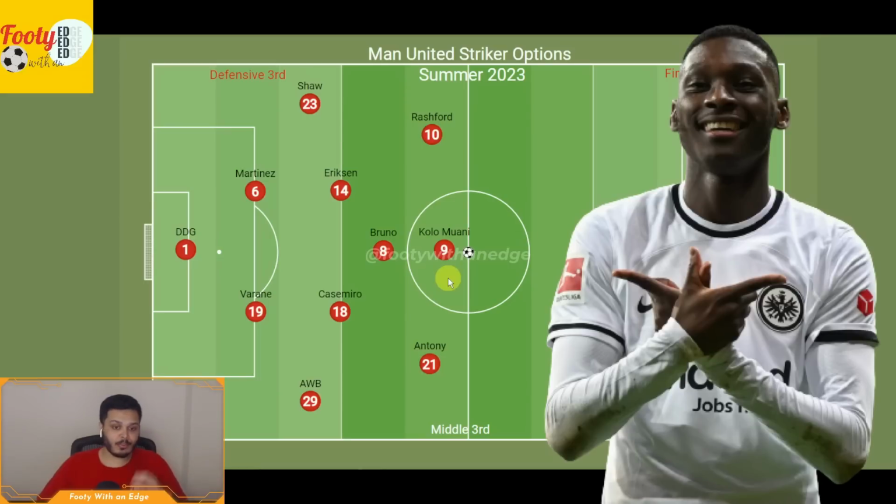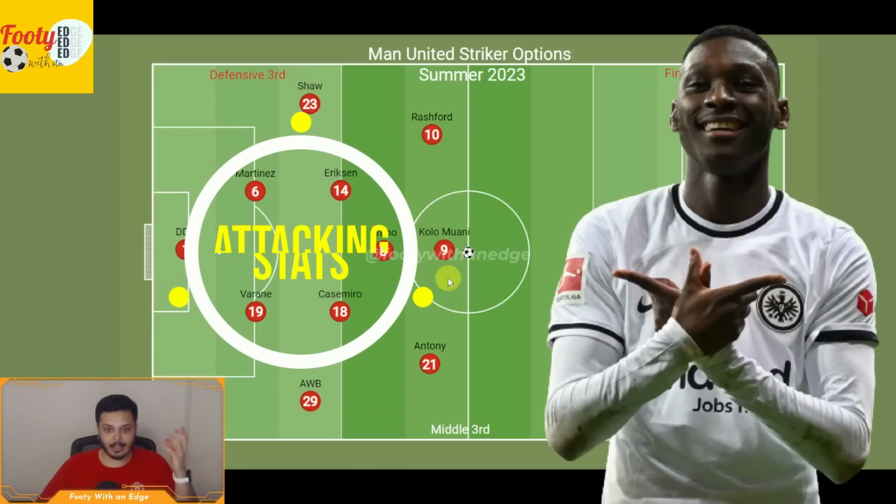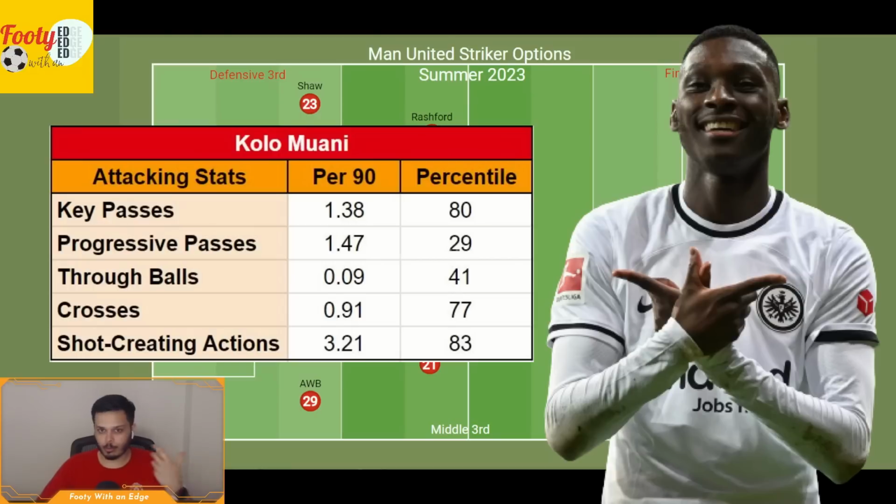But with a goal or assist every 85 minutes in the Bundesliga as a 24-year-old, we have to take a look at this guy because he could be the next big thing in European football. Starting with his attacking stats, he doesn't seem to have the same overall profile as Harry Kane because his progressive passes and through balls are very low in comparison, but he does have good numbers for key passes, crosses, and shot creating actions, which tells me he does have the ability to create stuff in the final third.